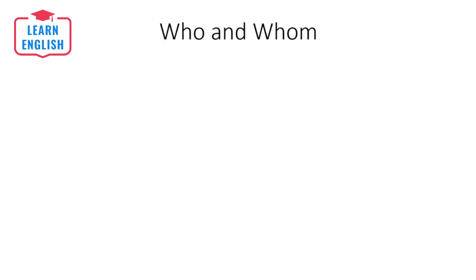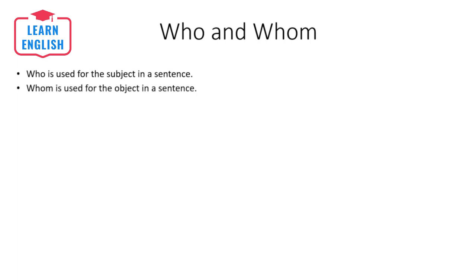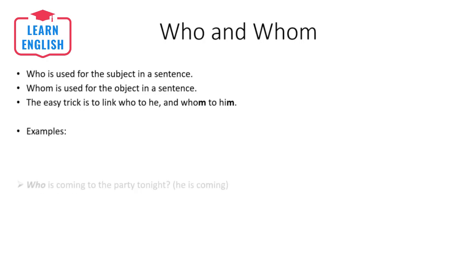You will notice in the previous examples, there were no examples with whom. We'll just explain quickly why. The difference between who and whom. So who is used for the subject in a sentence, and whom is used for the object. And there's an easy trick to decide which is which: you associate who with he and whom with him. So we see the M on whom and him. They match. So here's some examples.